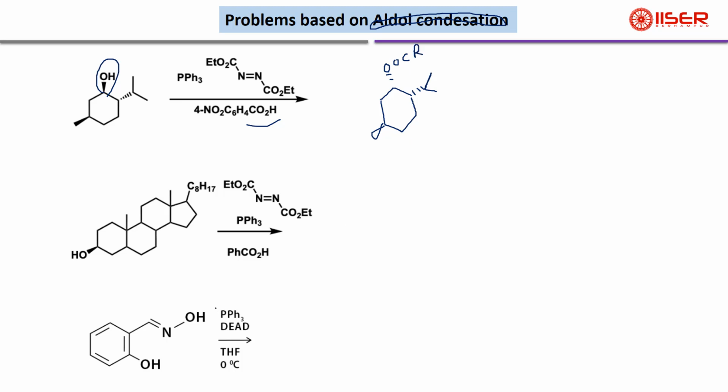Okay, next is here. Whenever you see DAD and PPh3, always think about the Mitsunobu reaction. And in a Mitsunobu reaction, wherever the OH is relative to the plane, the newly incoming nucleophile will be just opposite to that. So here it is above the plane, so the newly formed carbon-oxygen bond by this acid will be below the plane.